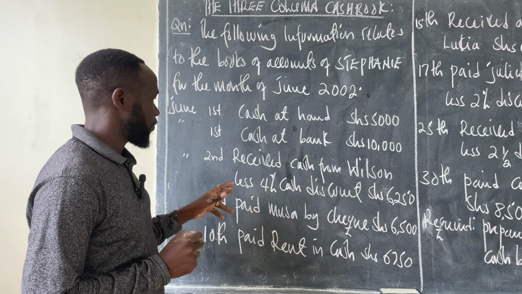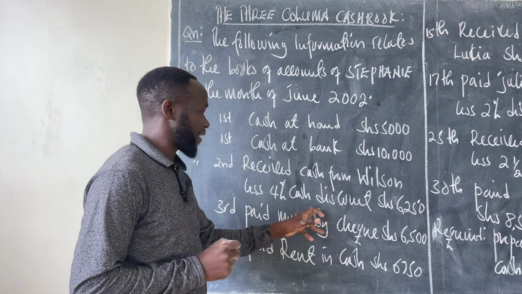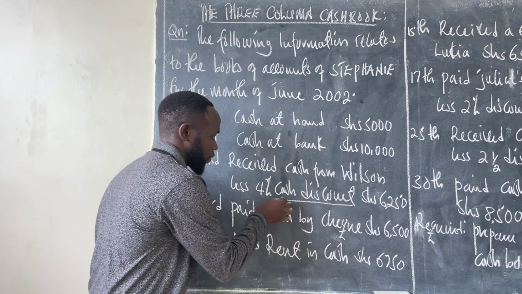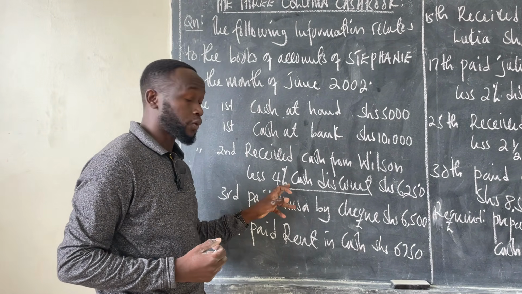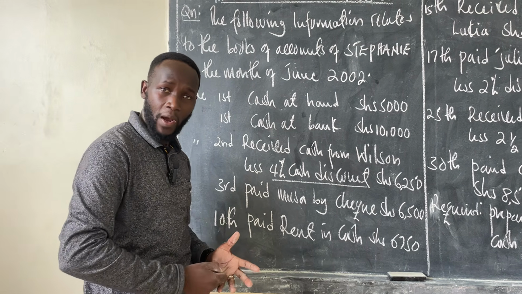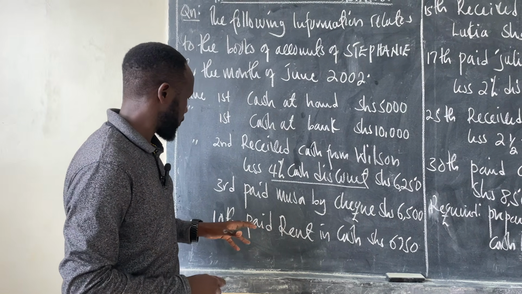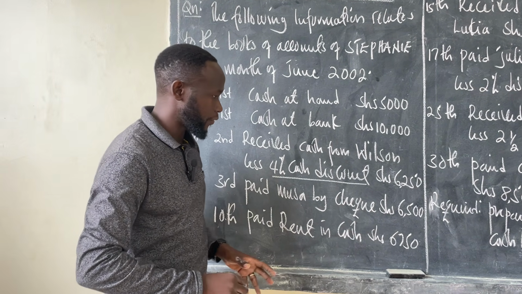On the 2nd, Stephania received the cash from Wilson, less 4% cash discount. This is what we are talking about now. In the previous videos, we've seen how to calculate a cash discount. So we are now going to treat it when it is given to us inside the three-column cash book. On the 3rd, paid Musa by check, 6,500.